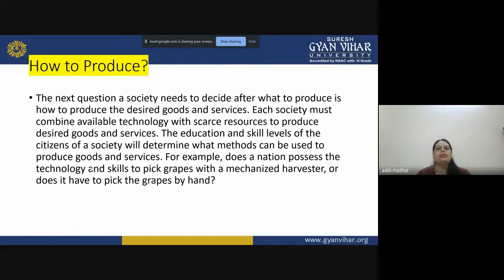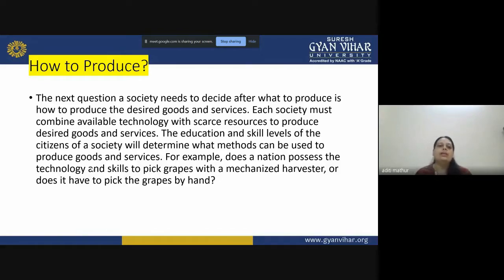The next question a society needs to decide after what to produce is how to produce the desired goods and services. Each society must combine available technology with the scarce resources to produce the desired goods and services. Right? We know that there are two types of industries: labor-oriented and technology-oriented, or machine-oriented. So you have to come up with a good combination, so that you use the latest technology, and you also use the labor force in your society, which is skilled, and can be given employment opportunity, and your work can be done. So how to produce comes down to how to use your resources.